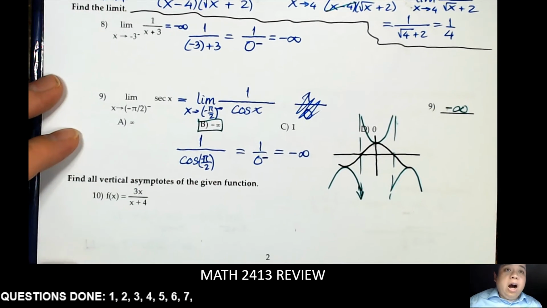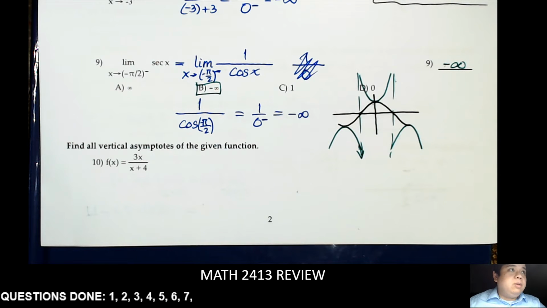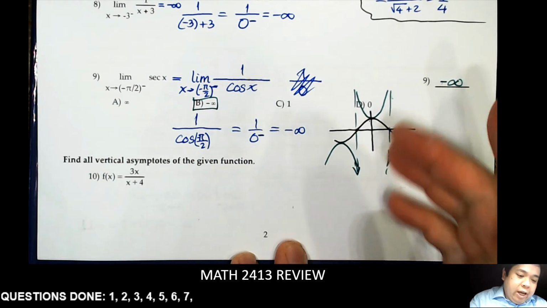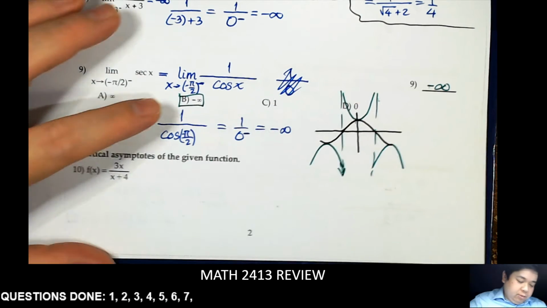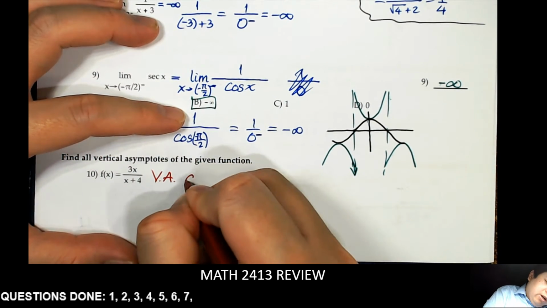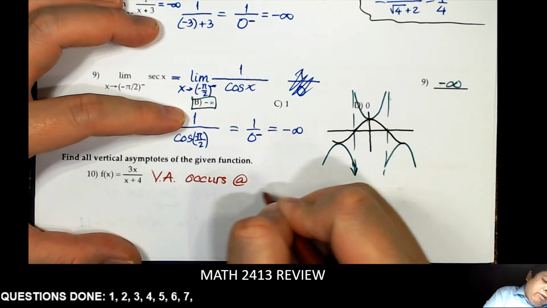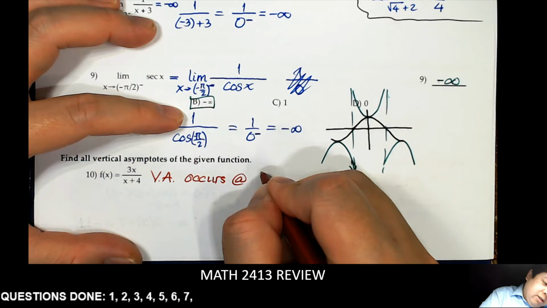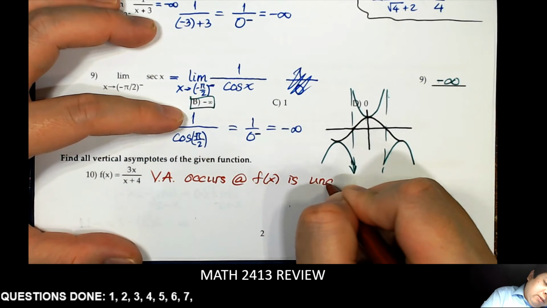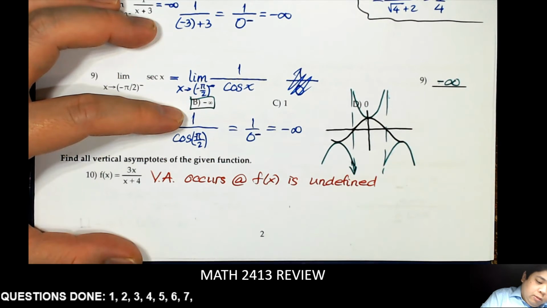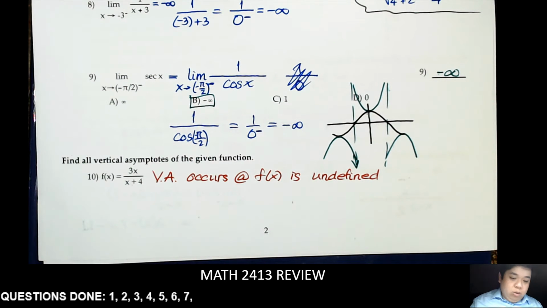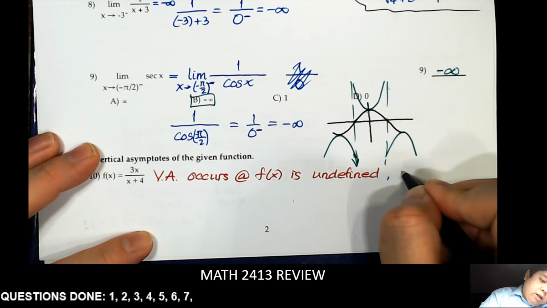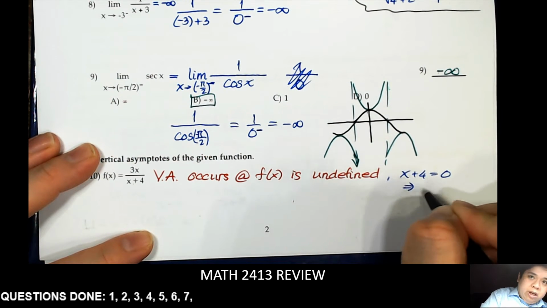Right. Next, try to find the vertical asymptotes of this function. So the vertical asymptote, kind of like this problem, is where the function is undefined. So it only happens when the denominator equals 0. So let's just say vertical asymptote occurs whenever the function is undefined. And the only thing that makes it undefined is the bottom equal to 0. So for this problem, we have x plus 4 equal to 0. So x is equal to negative 4.